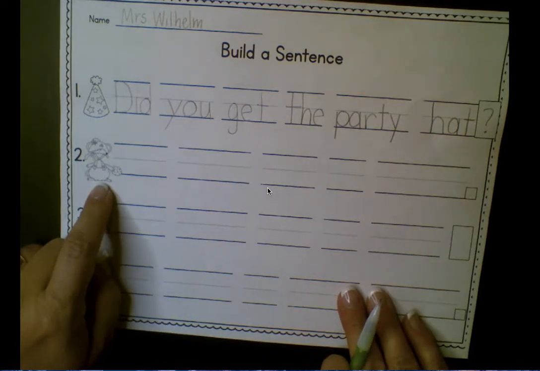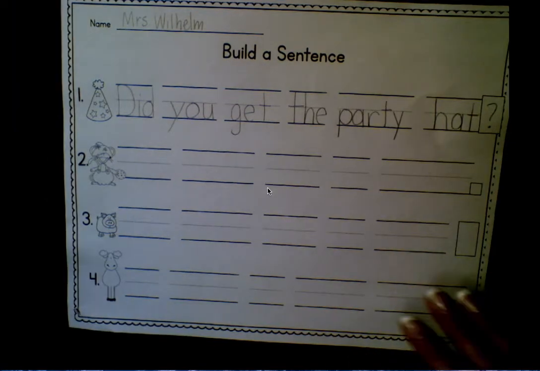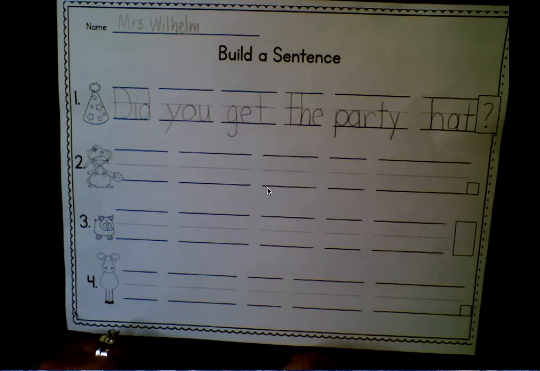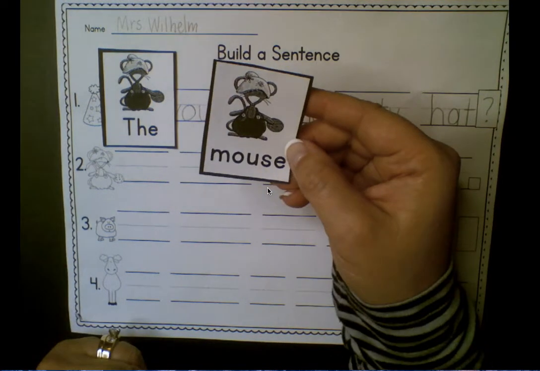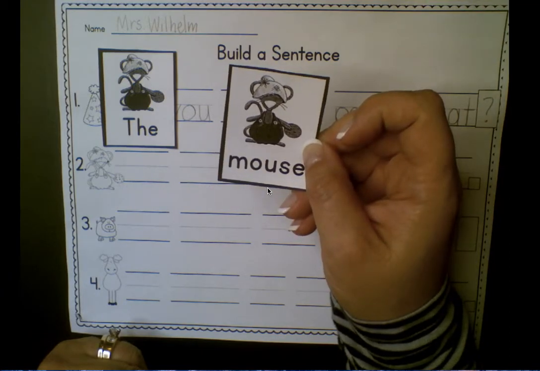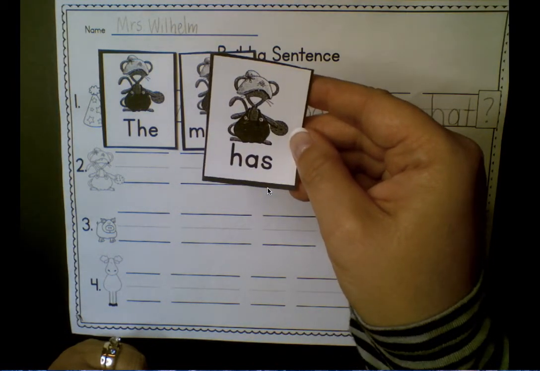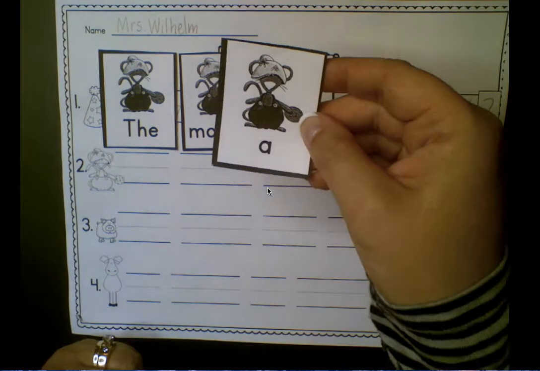My next picture is a picture of the mouse. So I've got to find the sentences that are of the mouse. So again, if you remember, how do we know what the first word of our sentence is going to be? It's going to have a capital letter. So I found the word the. The next word is this is a picture of that word. So what's that word? Mouse. Do you know that word? Sight word. Has. Another sight word.